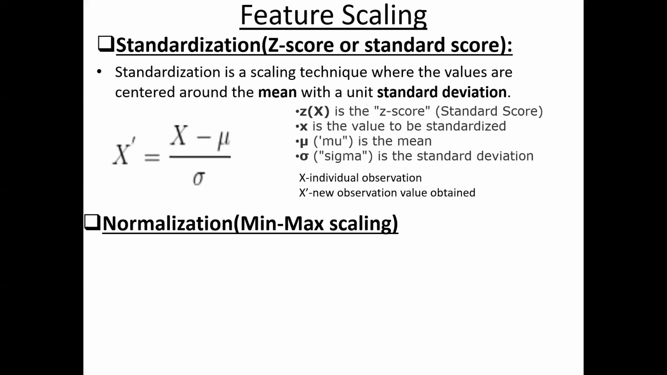Then you will get all the values between -3 and +3. How do you get between -3 and +3? Because in this formula we are using the mean and standard deviation. For all age values and all salary values, any value you give as input, all are between -3 and +3.